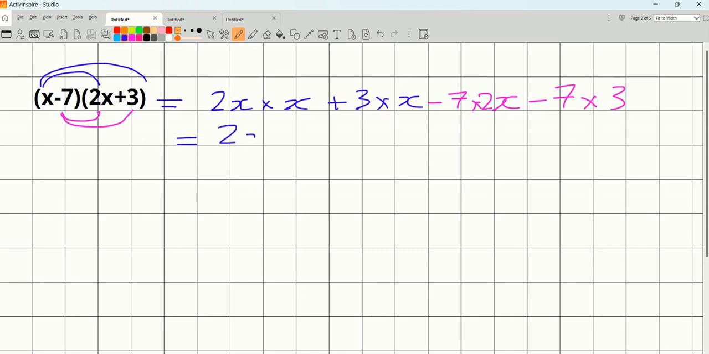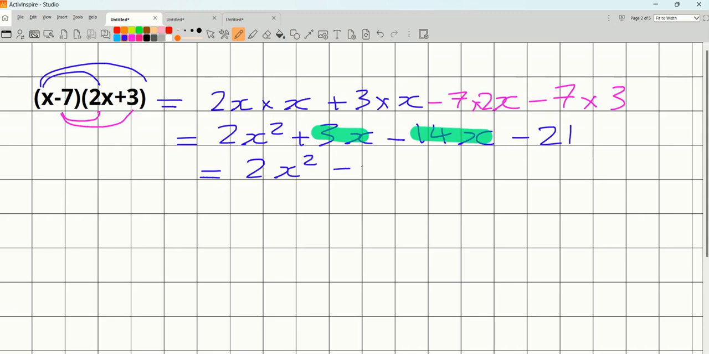2x times x is 2x squared. And after that we have 3 times x, which is just 3x. After that we have 7 times 2 to give us minus 14x. And last one is just a calculation of 7 times 3, which is 21. The continuation would just require you to join the like terms. The only like terms we have are 3x and 14x. So we combine those like terms. This will give us 2x squared, 3 minus 14 gives us a minus 11x, minus 21. This is our first expanding completed.